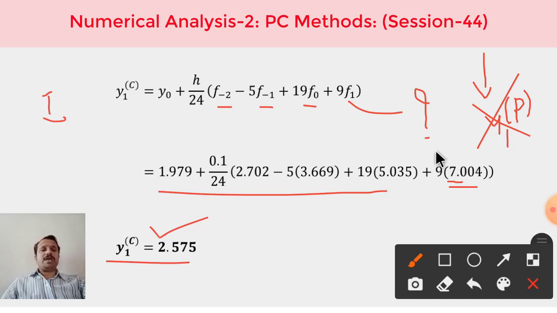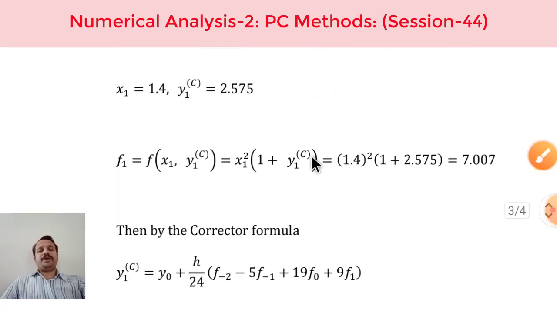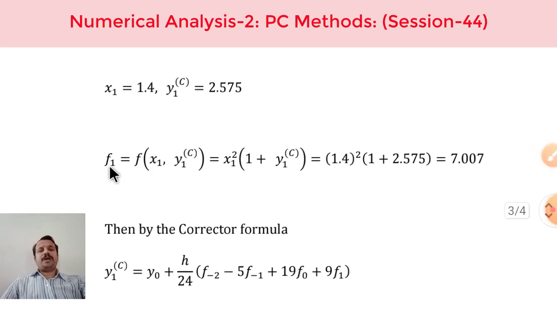Therefore, we can change this expression simply by clicking at this place. Even you can set your calculator like that, only this value can be changed. So you change that value and press the enter button, you will get the next answer. So that's what I show you. The same formula we are having here. First we have told that y1 is 2.575 corresponding to x1 equal to 1.4. Correspondingly, we have computed f1 like 7.007.